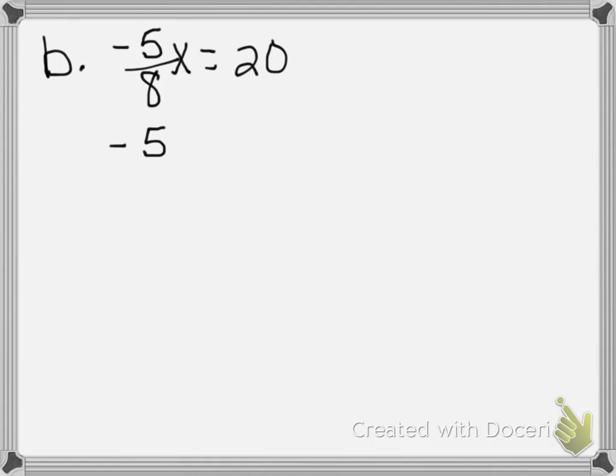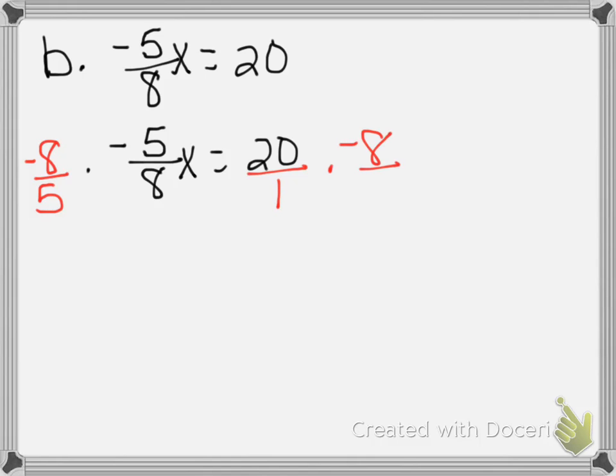Okay, example B. Anytime you have a fraction times a variable, we want to get rid of that fraction. To get rid of the fraction, we multiply both sides by the reciprocal. So the reciprocal of negative 5/8 is negative 8/5. So we're going to multiply both sides by negative 8/5. That 20, we have to turn that into a fraction by putting it over 1. Cross reduce, the left side, the 5's go away, and the negatives go away, and the 8's go away. So we just get x.